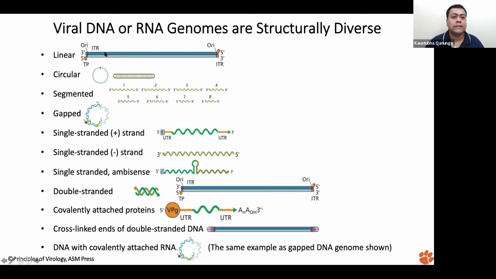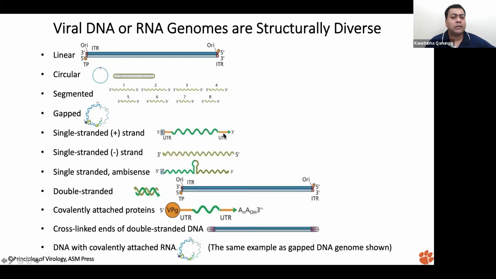Here you can see a linear genome where the dark blue is the plus strand DNA, and light blue is the minus strand DNA. On the other hand, if you are taking a double-stranded RNA, the bright green is the plus strand, and olive green is the minus strand. Along with that, you can have segmented minus strands. Then you have a circular DNA right here, with covalently attached ends. You have a gapped DNA. You can have a single-stranded DNA.